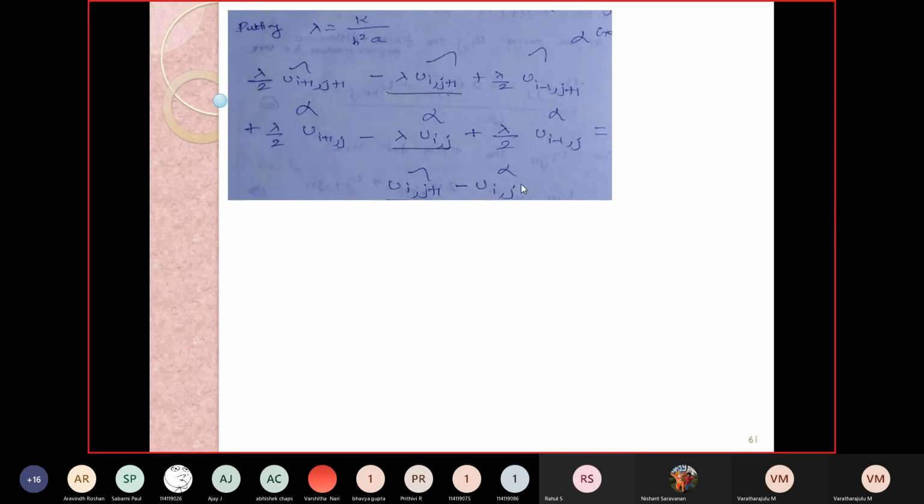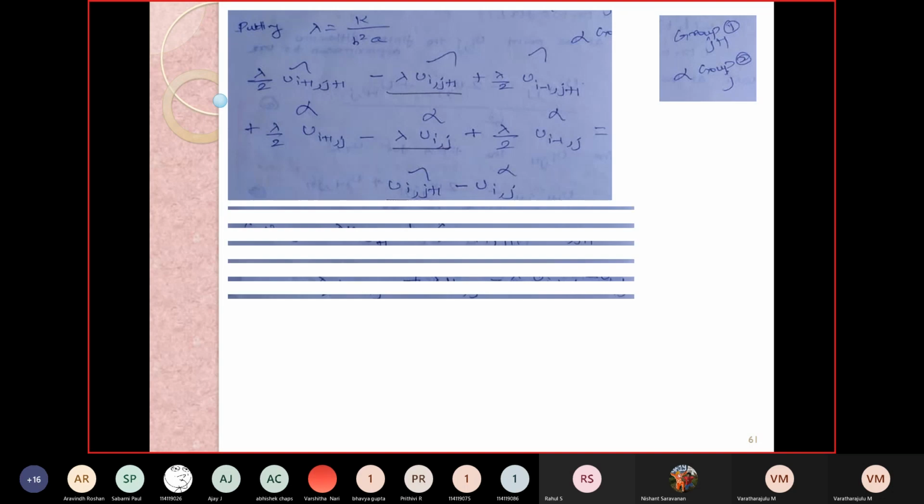What I am going to do is accumulate the j plus 1 terms on one particular side and the j terms on the other side. This is a j plus 1 term, this is also a j plus 1 term, and this is also a j plus 1 term. Here this is j, and this is also a j term, and this is also a j term. On the RHS we have both terms, j plus 1 and j, and I am going to group the j plus 1 terms on one side and the j terms on the other side.